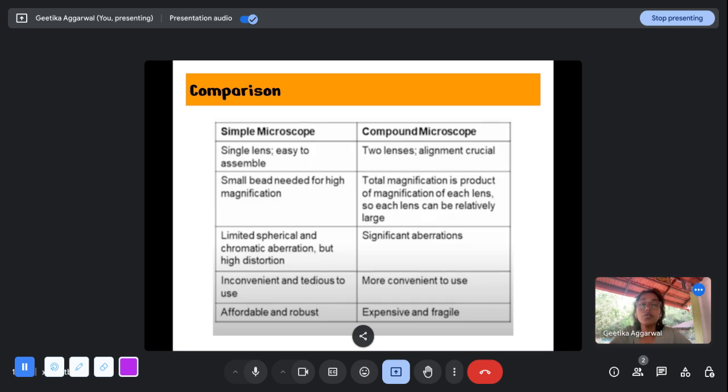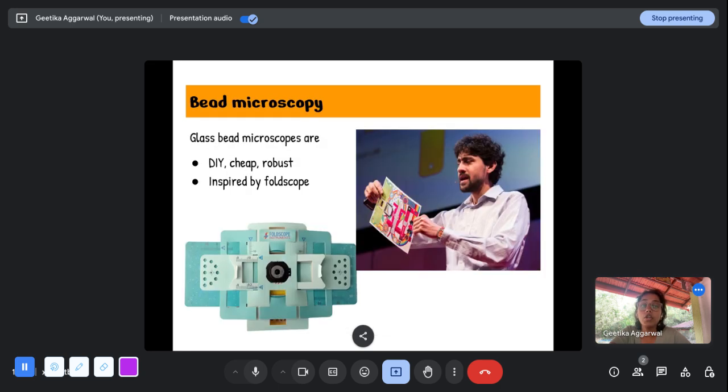So you need to take good care of a compound microscope. Moving on to bead microscopy, which this lecture was about.